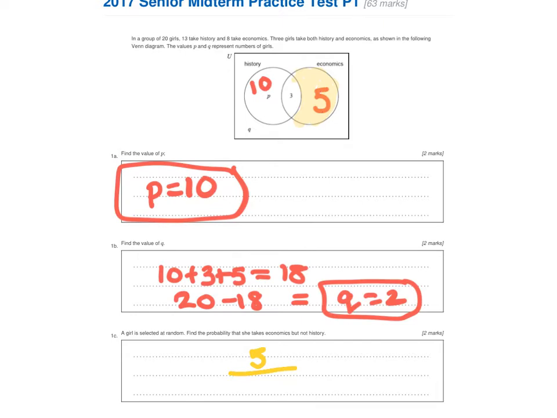And there's a total of 20 girls. So that's the probability that she takes econ but not history. Now, in probability, in general, IB is not requiring you to reduce your answers, but in other things they are. So if you did reduce this to 1/4, that would also be correct, but you would not have had to.